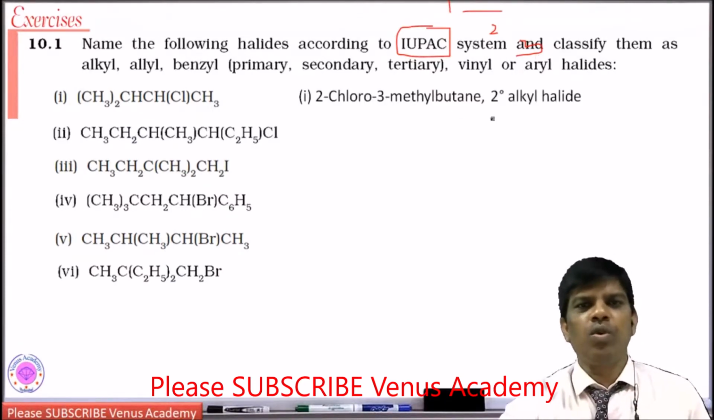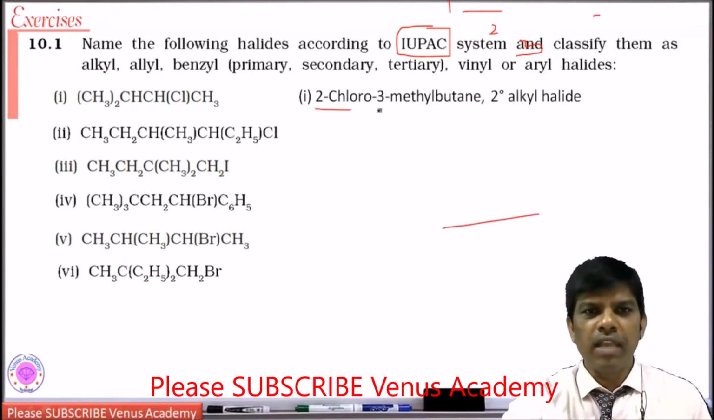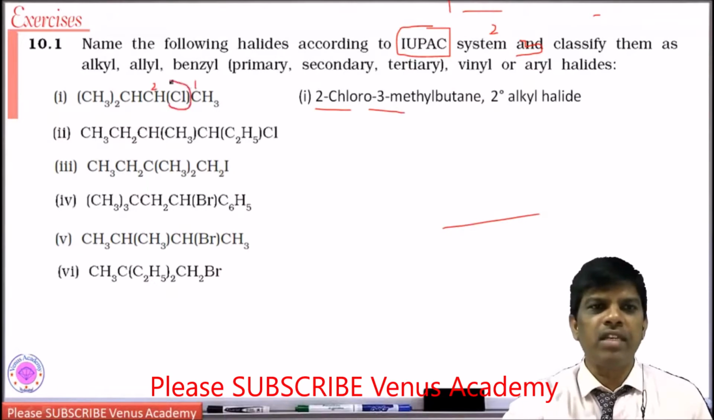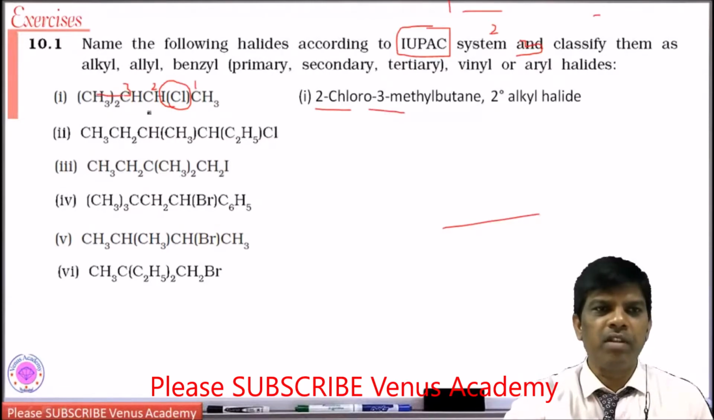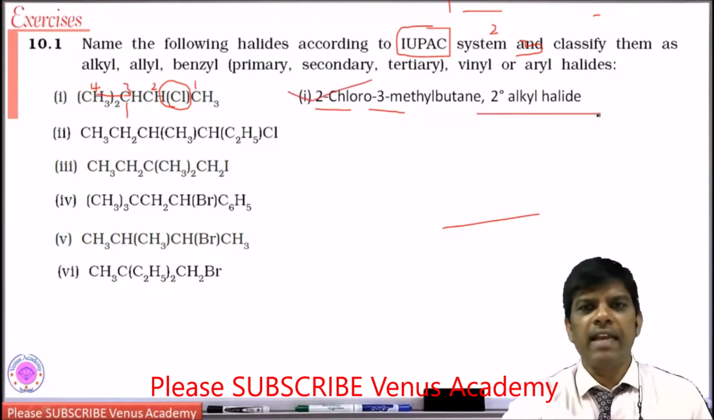It is 2-chloro-3-methyl butane. Why is it 2-chloro-3-methyl? Why not 3-chloro-2-methyl? Because we give the numbering from the side where the substituents get the lowest numbers, that is 2, 3, and this is methyl. That means this carbon is attached to 2 methyl groups, one on this side and one on this side. So the parent chain has 4 carbons, so it is butane, 2-chloro-3-methyl butane, and it is a secondary alkyl halide.